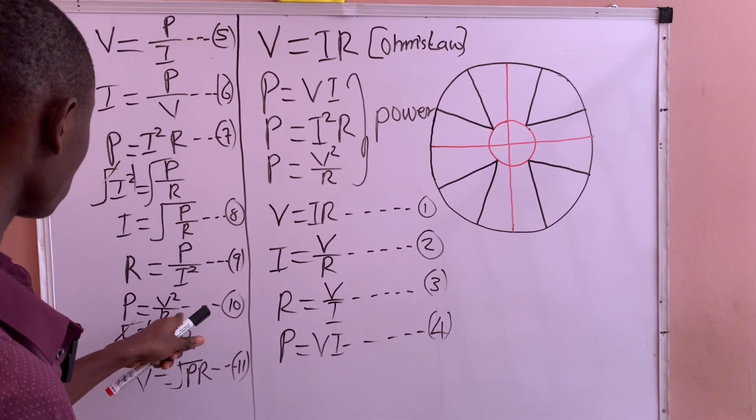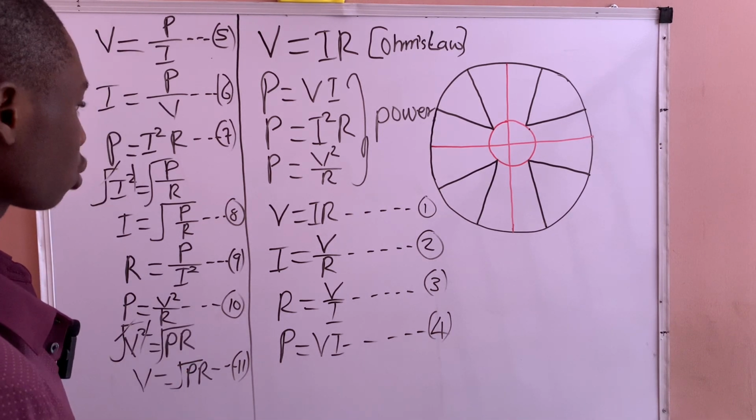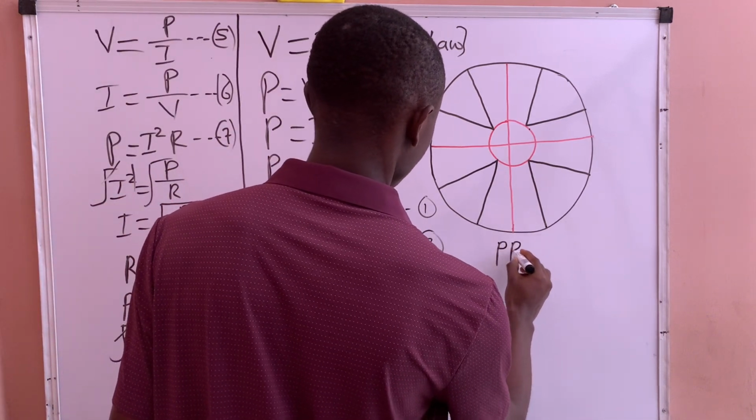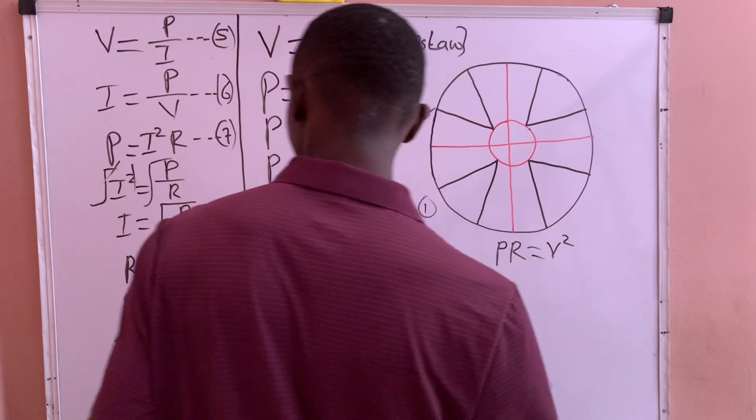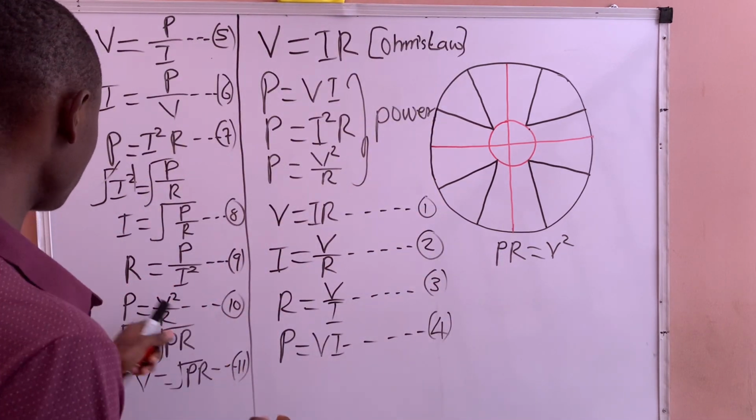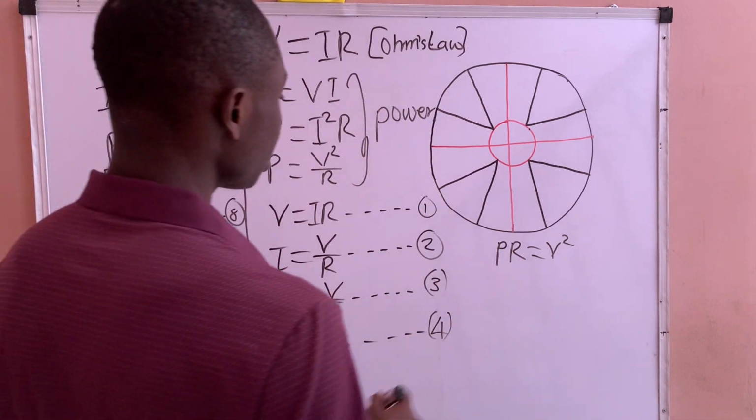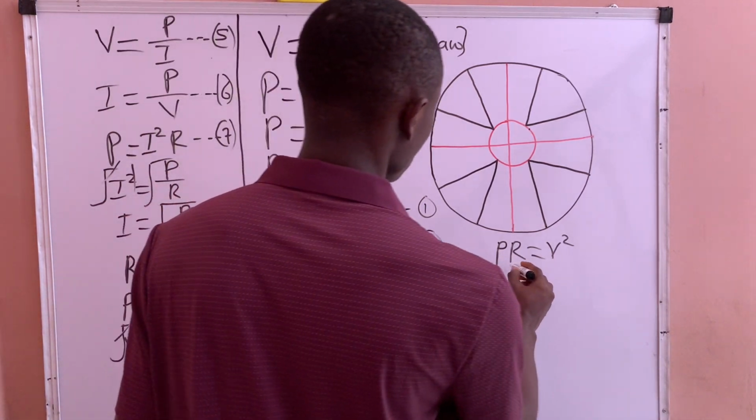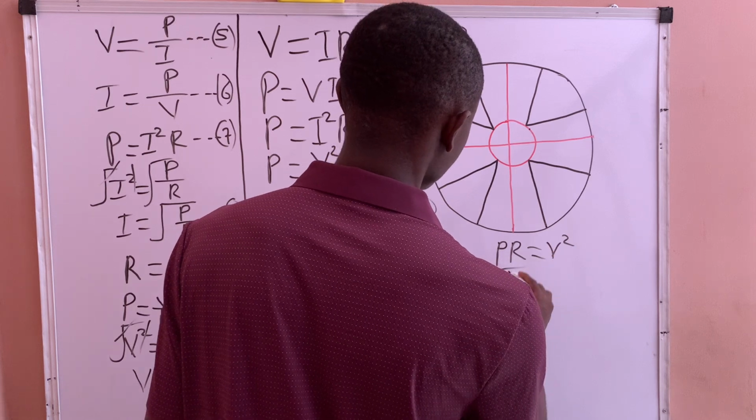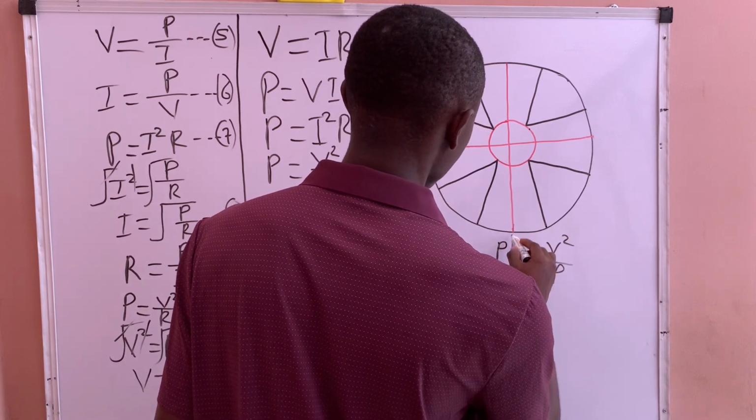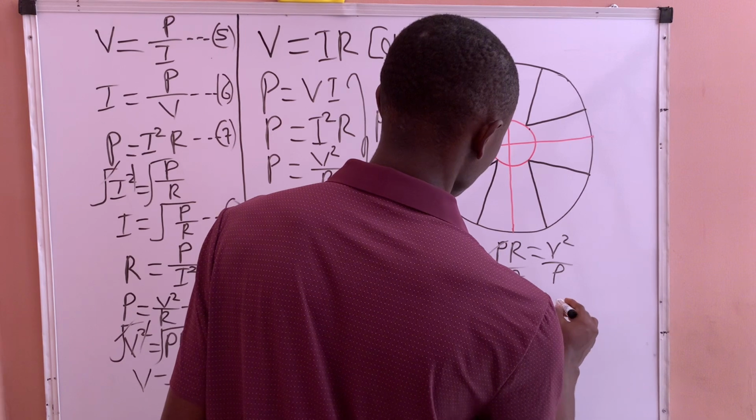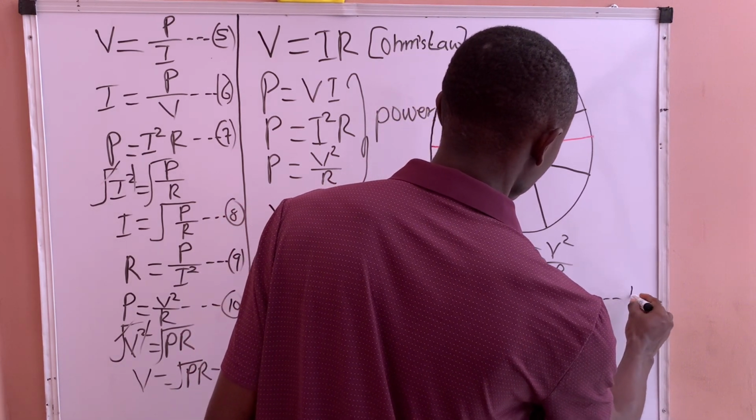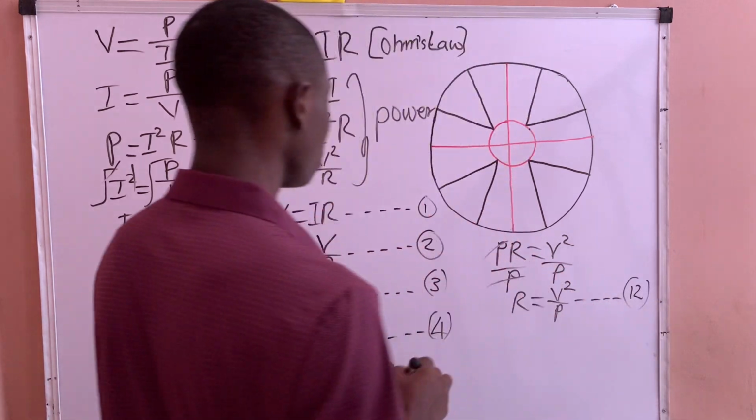Also, we will make R the subject of the formula from here. By cross multiply, we will have that P R will be equal to V squared. So by making R the subject of the formula, we will divide both sides by the coefficient of R, which is P. By dividing both sides by P, we take away P. So R will be equal to V squared all over P. So this will be equation 12. So these are the 12 equations.